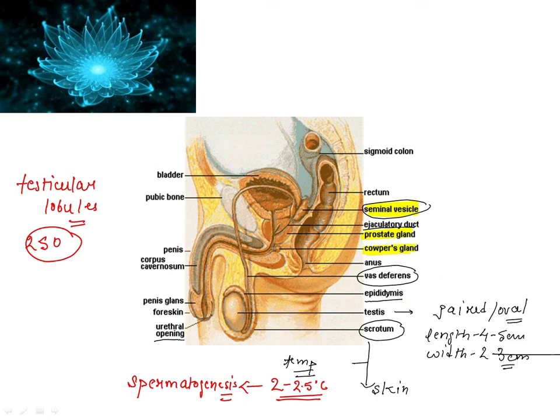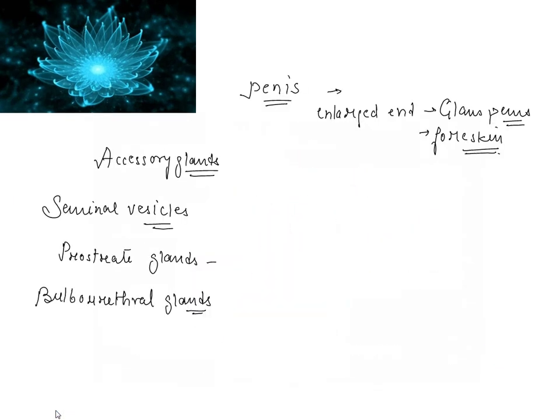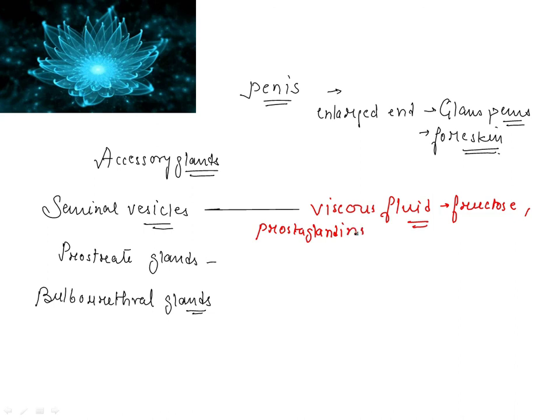Now let us see the function of each and every gland. Actually, these glands are there for secretions. The seminal vesicle is there for the secretion of a viscous fluid, and it constitutes the main part of the ejaculate. The seminal fluid consists of fructose, prostaglandins, and clotting proteins.